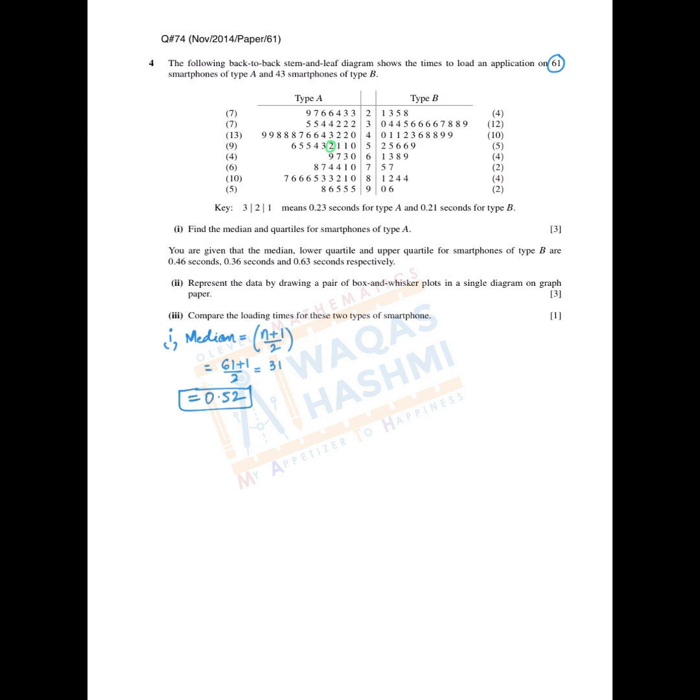After that we need to find the quartiles. I'm going to start with the upper quartile, and that is 3 upon 4 of n plus 1. N plus 1 is 62, which gives you the value of 46.5. 46.5 indicates that we are looking for the 46th and 47th term. So we need to highlight the 46th and 47th term.